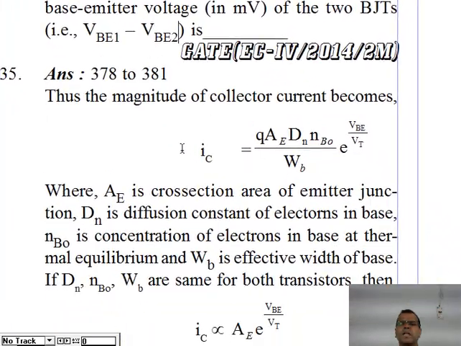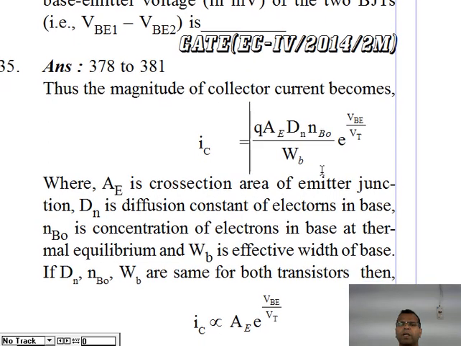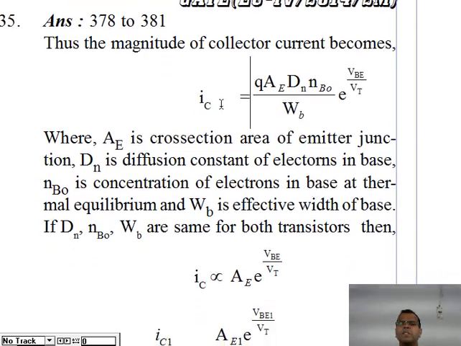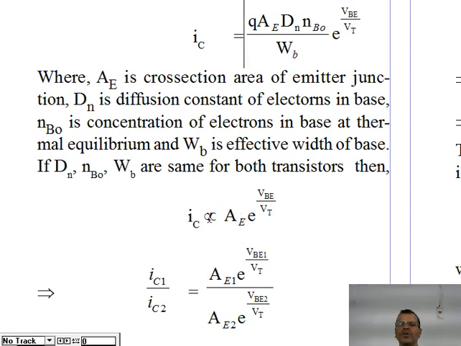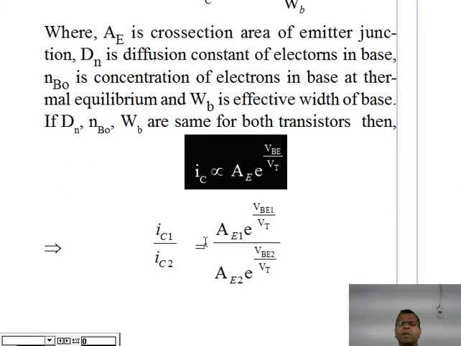So let us see the collector current. This is the expression of collector current. I have shown this thing. I had derived this expression in my video on collector current. So IC is proportional to what? All these parameters are the same. The difference is what? VBE and AE. So IC is proportional to this factor. So IC1 upon IC2 will be this ratio.